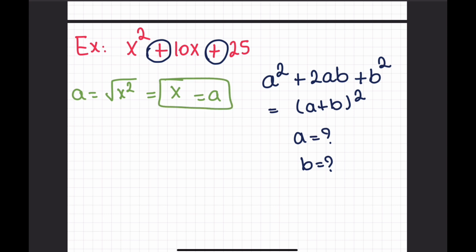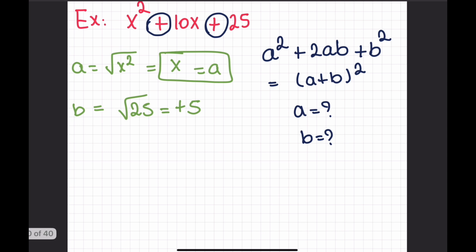Then I have to find my b. I can see 25 is equal to b squared. To find b, I need the square root of 25, which is 5. It could actually be positive or negative 5, but because I have this form here, I'm just going to use positive 5.